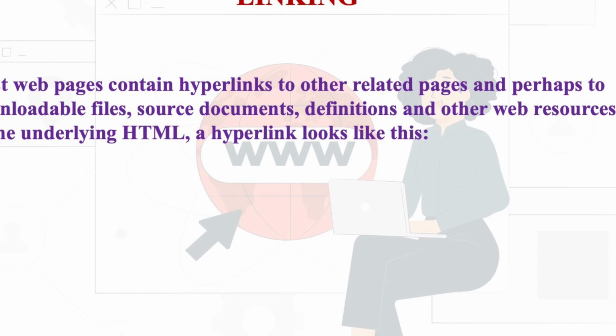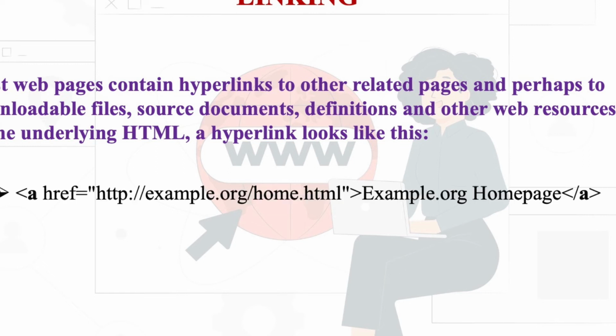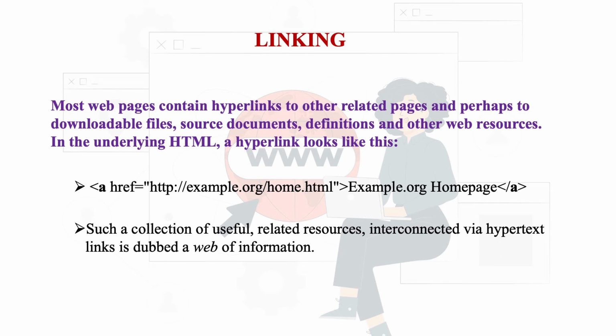Now let us see how different web pages are linked. Most web pages contain hyperlinks to other related pages and perhaps to downloadable files, source documents, definitions, and other web resources. In the underlying HTML, a hyperlink looks like an anchor tag, href, then you give the URL and provide a label to it. So the label is visible. When you click on the label, the concerned web page is loaded. Such a collection of useful related resources interconnected via hypertext links is dubbed a web of information.